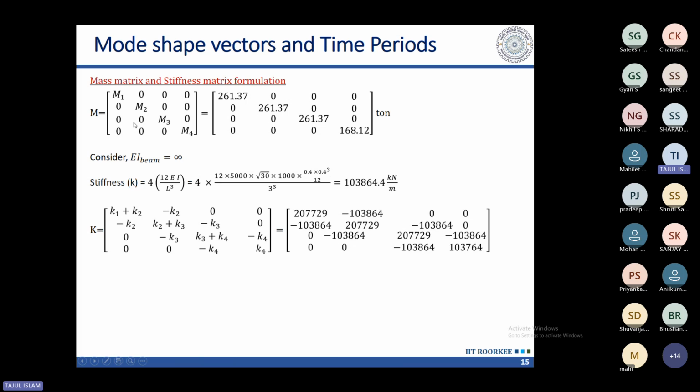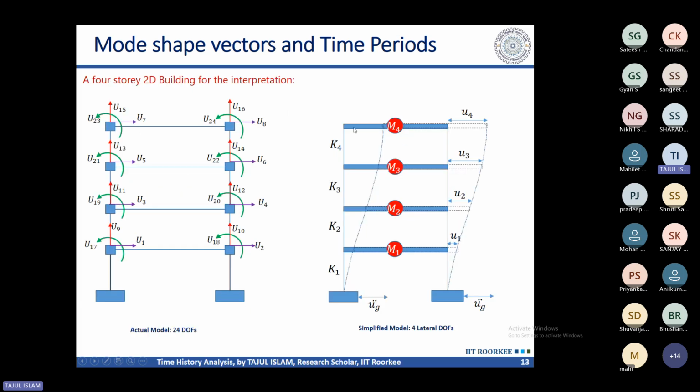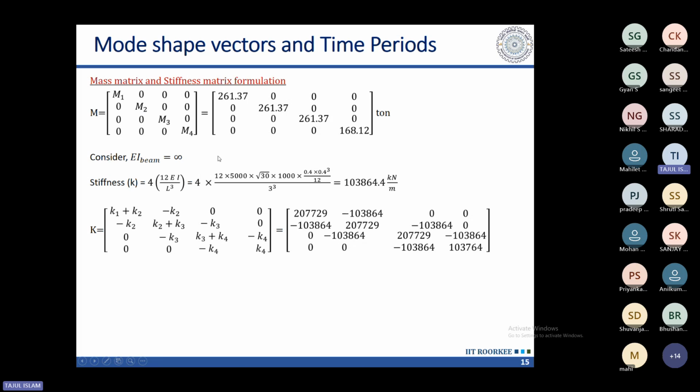So let us formulate our mass matrix. Since we have only 1 degree of freedom, all other degrees of freedom will be 0, so your mass matrix will be diagonal. Off-diagonal terms will be 0 because of just 1 degree of freedom. I have taken some particular load quantity and calculated the floor mass, and I got this much. This is the floor mass of the first story, second story, third story, and fourth story, in terms of tons.